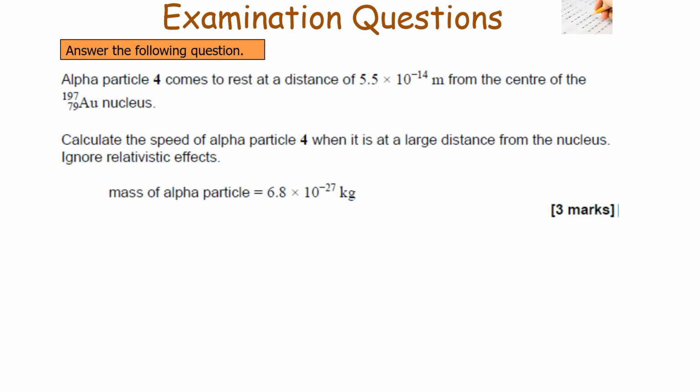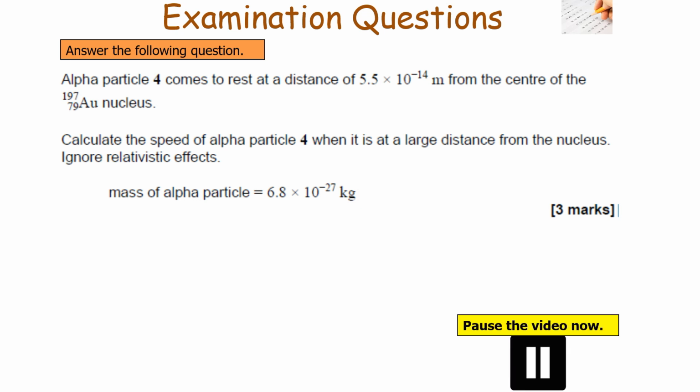The next question says an alpha particle comes to rest at a distance of 5.5 times 10 to the minus 14 meters from the center of a gold nucleus. Calculate the speed of the alpha particle when it's at a large distance from the nucleus, ignoring relativistic effects. So pause the video now, then unpause the video when you want to go through your answer.